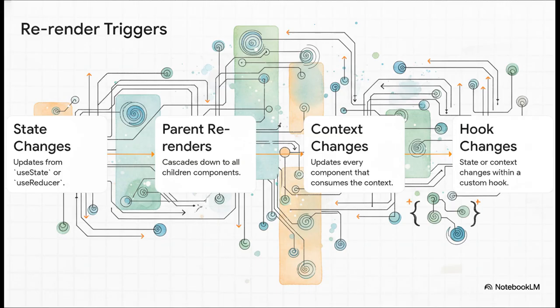That's it. It's either a state change from useState or useReducer, a parent component re-rendering, a context value changing, or the dependencies of a hook changing. If you can understand these 4 triggers, you're on your way to taming them.